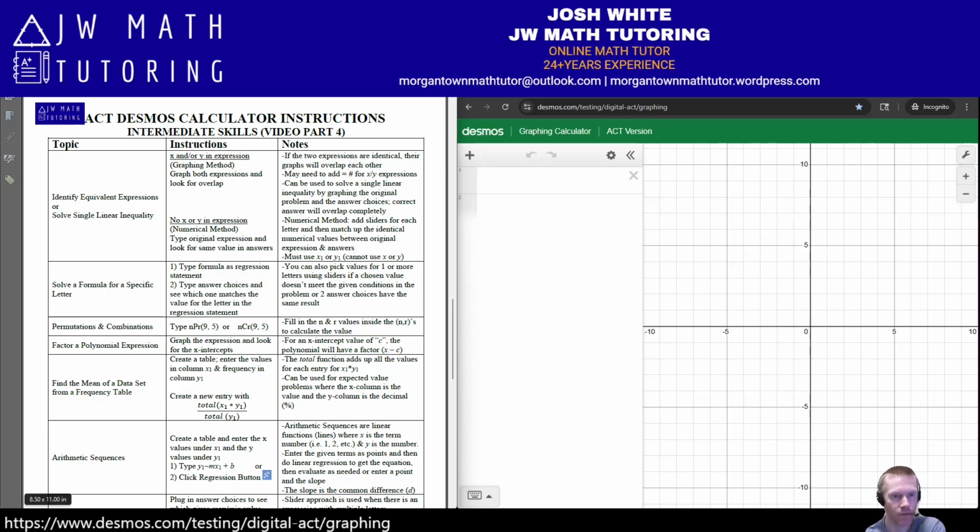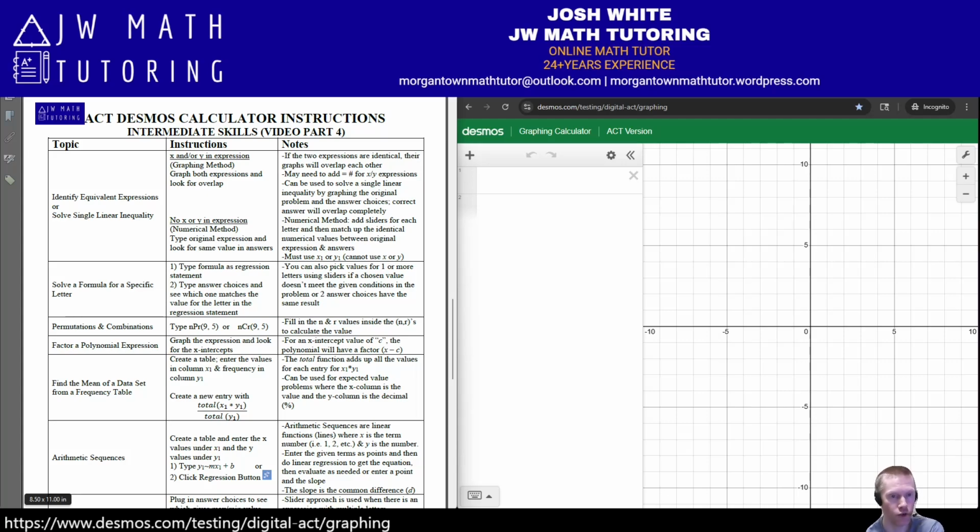And this graphing method can also be used to solve inequalities, where basically you would type in the original single linear inequality. Then you would type in your answer choices, and you would see which ones overlap completely with the shading. All right, so that's just a brief overview of the graphing method.